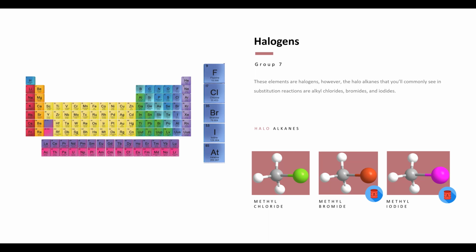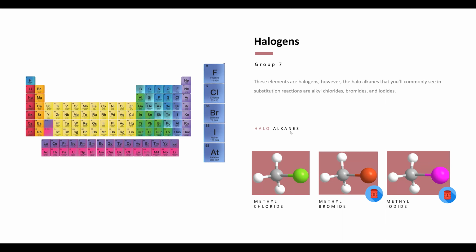A haloalkane is a compound that consists of a halogen and an alkane. Where can you find the halogens? These are in group 7 of the periodic table. The main halogens that will take place in substitution reactions are chlorine, bromine, and iodine. If you look below, there are some examples of haloalkanes that contain these common halogens.